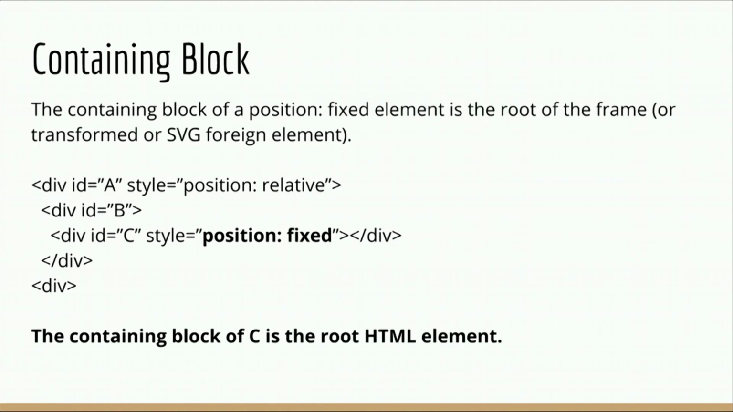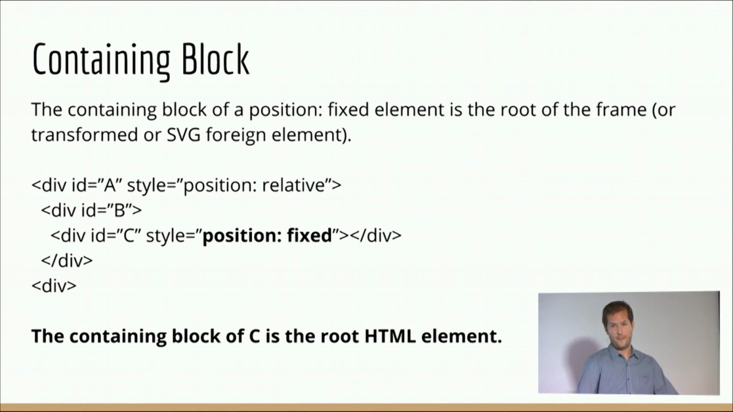And for position fixed, suppose we change that position absolute to a position fixed. In this case, the containing block is the root HTML element, which is not really pictured here and is kind of implicit. So the fixed position element's containing block is always the root, because fixed position things position themselves relative to the actual screen that your web page is drawn into, not any particular subdiv.